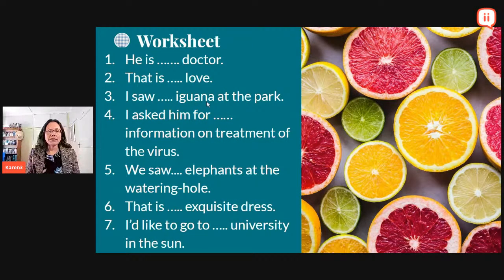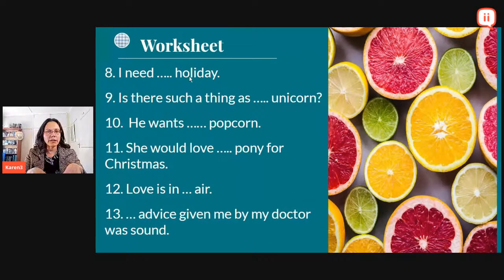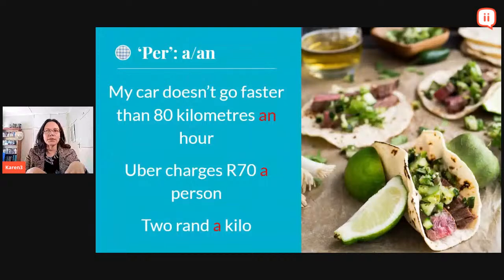Okay, now we have our worksheet, which we did last time. So I'm not going to go through this, I'm going to go through it very quickly. I'm going to go through per and an. Okay. Per can be used as a or an. All right. So my car doesn't go faster than 80 kilometers per hour or 80 kilometers an hour.